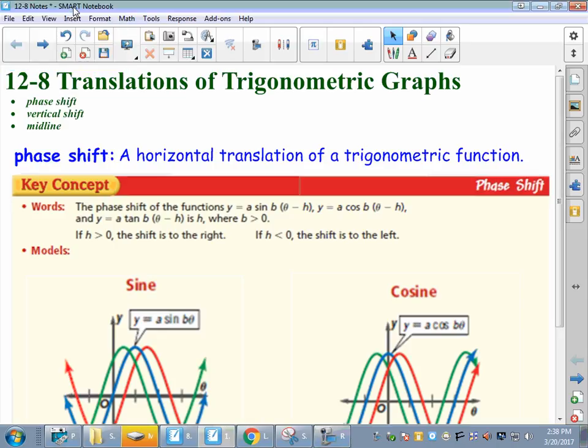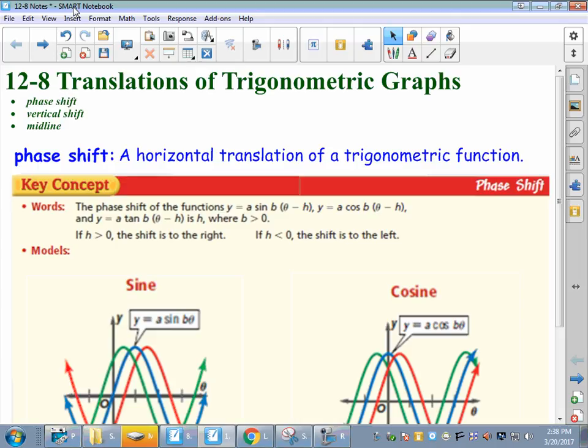These are your 12-8 notes on translations of trig functions. So in this section of notes, we are going to talk about horizontal translations, moving to the left and to the right, and vertical translations where we move up or down. The first one is the horizontal translation, which we call a phase shift when we're talking about trig functions.